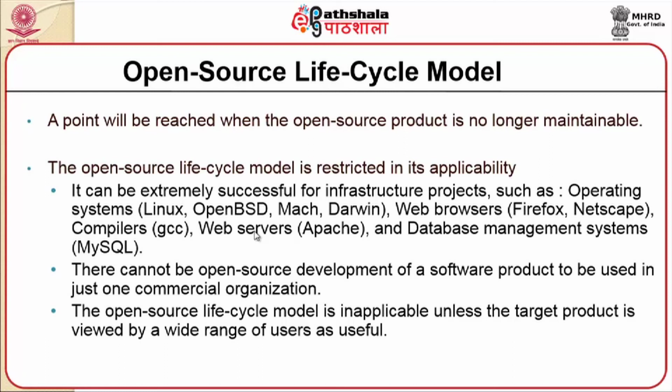It can be extremely successful for infrastructure projects such as building a new operating system. Today, many people work with open source operating systems like Linux, Mac Darwin, and OpenBSD, and there are open source browsers like Firefox and Netscape, compilers like GCC, web servers like Apache, and database management systems like MySQL. There cannot be an open source development of a software product to be used in just one commercial organization. So the open source software lifecycle is inapplicable unless the target product is viewed by a wide range of users as useful.